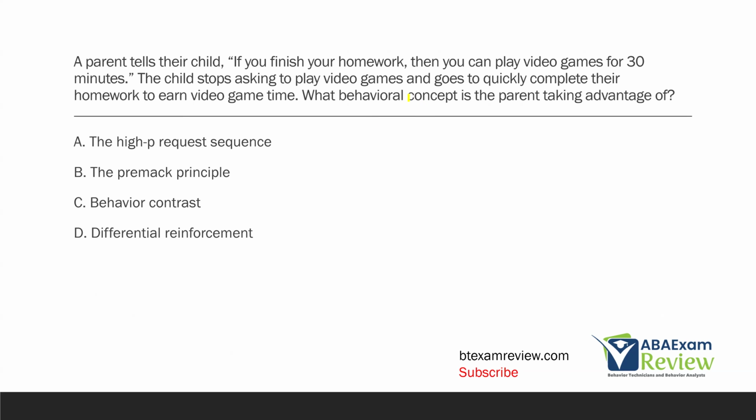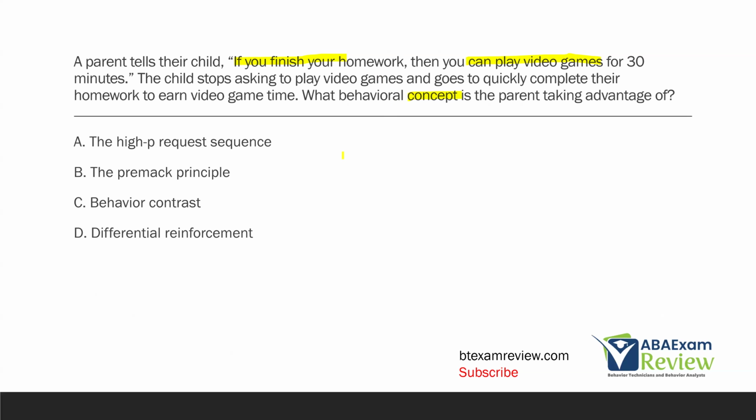So it's a concept question, meaning it's basically picking out a term that we need to know. So what information are we given? We know the parent told the child, if you finish your homework, you can play video games. So the parent has established this contingency. And what is the contingency? That the child will earn video games if they finish their homework. So the child gets the opportunity to engage in a preferred response for completing a non-preferred response.